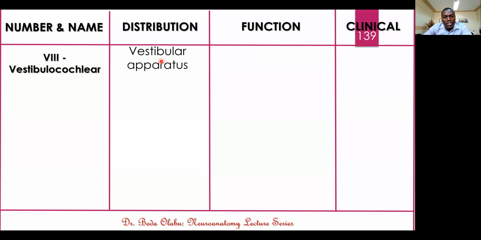The vestibular division goes to the vestibular apparatus of the ear. The vestibular apparatus of the ear are the structures that are responsible for the sensation of equilibrium. They form the first order neuron in the pathway of equilibrium sensation. And this is specifically equilibrium of the head. If you then injure the vestibular nerve, you will lose the equilibrium of the head. You'll feel like your head is just spinning.